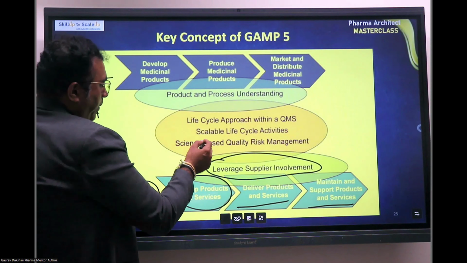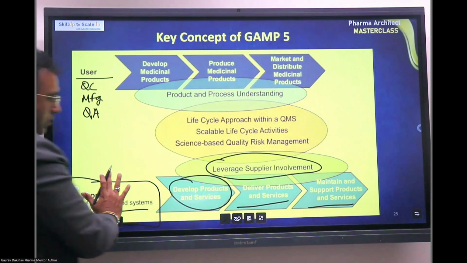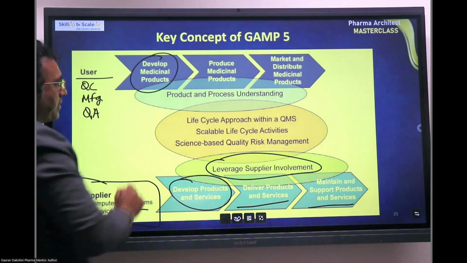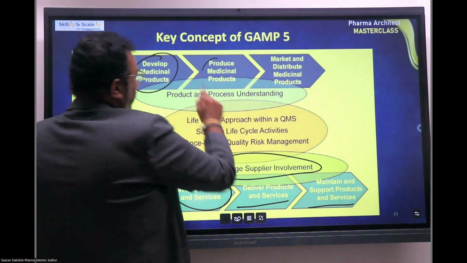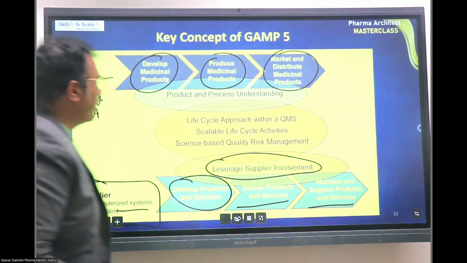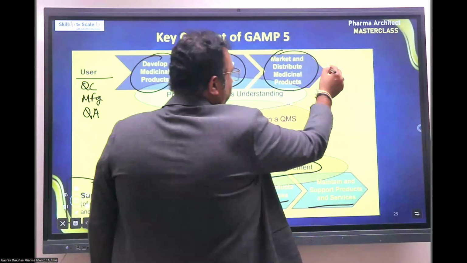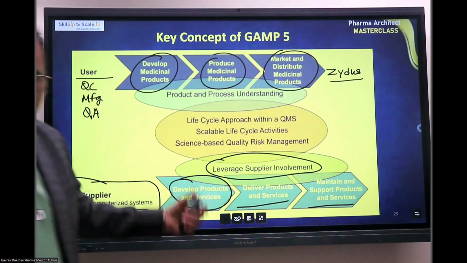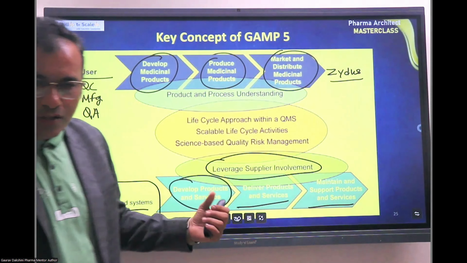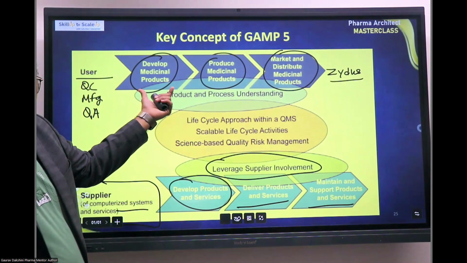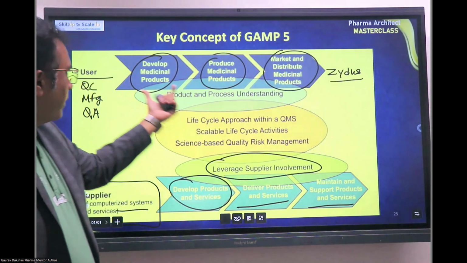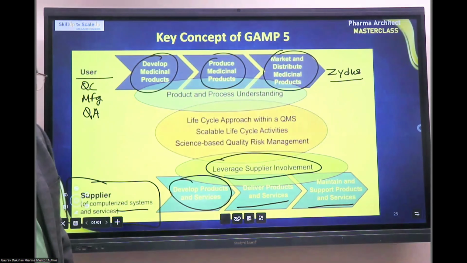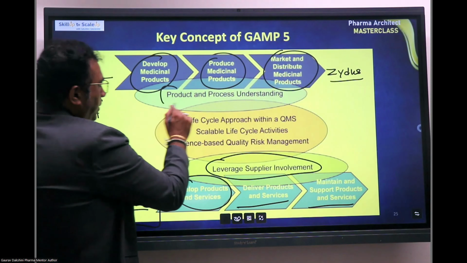Because of that, let's say this is one part of the supplier. Now what does the user do? They develop the medicinal product, they produce the products, and also market and distribute. So this is, let's say, a pharma company, Zydus for example. Zydus or Aurobindo or Intas, all these companies are developing, producing, and then marketing and distributing all the medicinal products. They have product and process understanding.